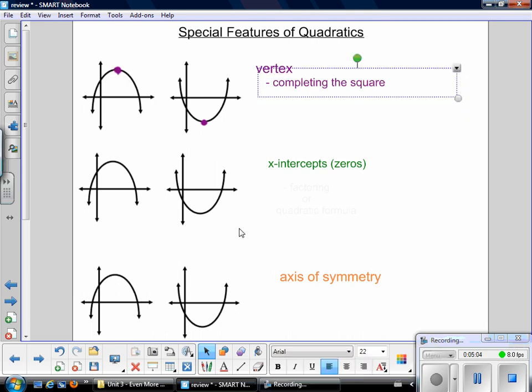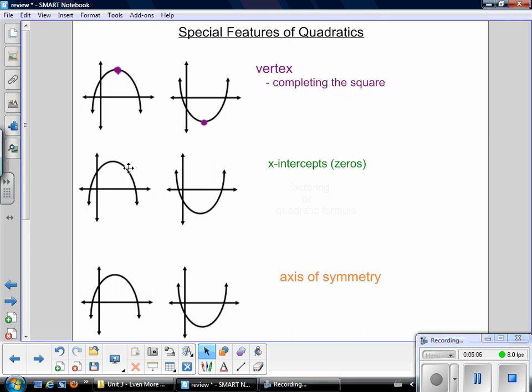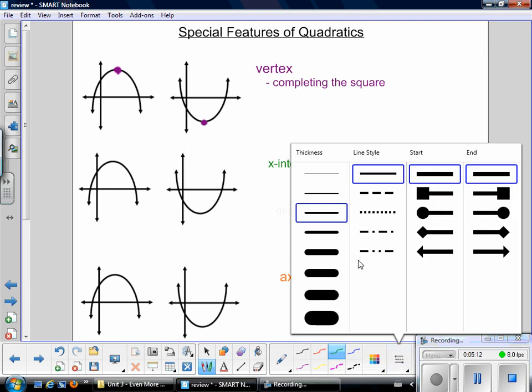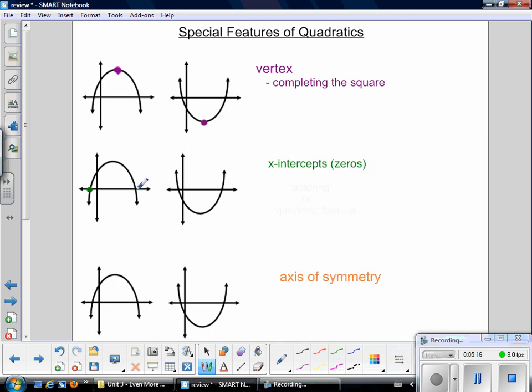The other thing I'm interested in is, as I said, the x-intercepts, in other words, the zeros. So I'm interested in these locations on this parabola. The reason I'm interested in them, we talked about, because it happens when we're talking about word questions, but also the way I get them is either by factoring or the quadratic formula.